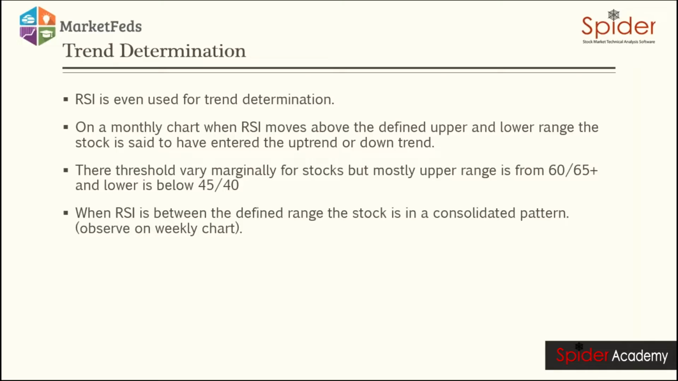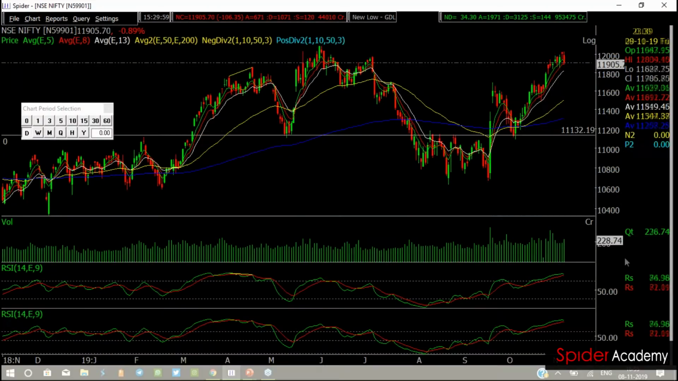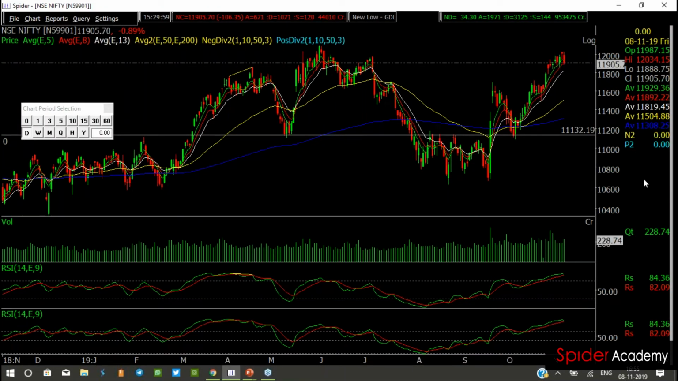The thresholds vary marginally for stocks, but mostly the upper range is from 60 to 65 is what we have observed, and the lower is from 40 to 45. When the RSI is between the defined range, which is 60 to 40, we see that the stock is in a consolidated pattern here. Now, are there any stocks which you would like to check this on?